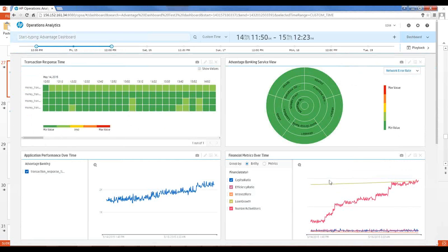Okay, and now she looks at the finance metrics, and she looks at the performance over time. And she now wants to correlate them, to see if there is a correlation between the performance over time of the application and the financial metrics. So she drags and drops.